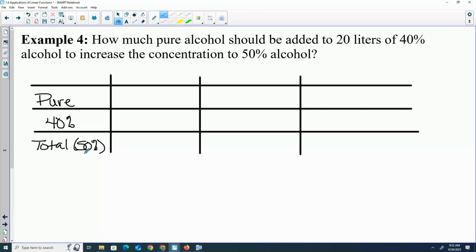Now, I don't care exactly what you label those. If you want to call it first, second, and total, that's fine. If you want to call it pure, 40, and 50, that's fine. But they need labels. This is how I'm defining my variables here, by labeling it in a table. If I don't know what your rows and columns represent, then your table isn't labeled. Across the top, I'm going to put the formula we're using. The amount times the concentration equals the amount pure. So anytime we have a lot of information, this is my strategy.